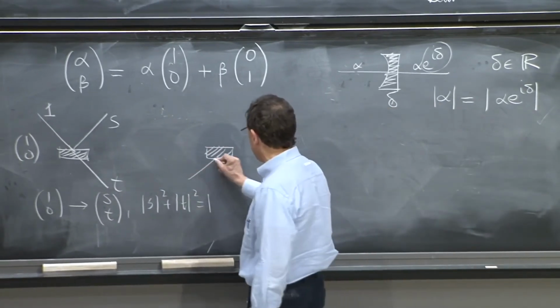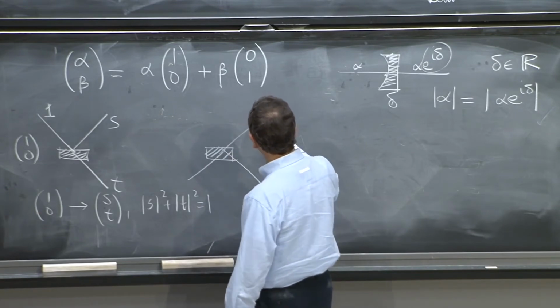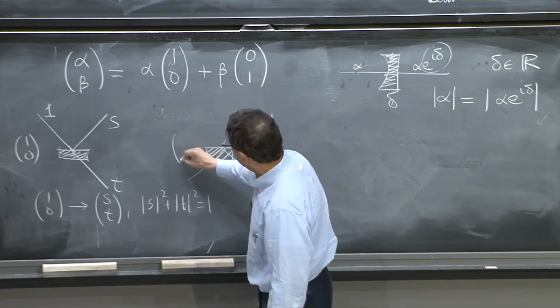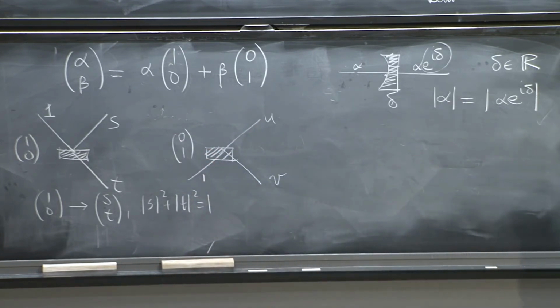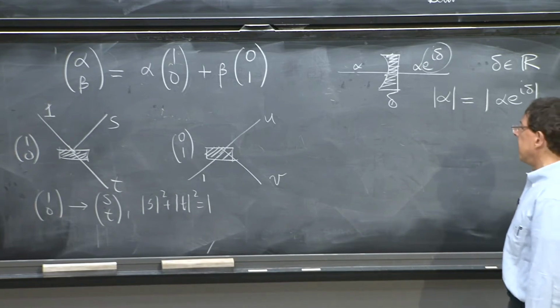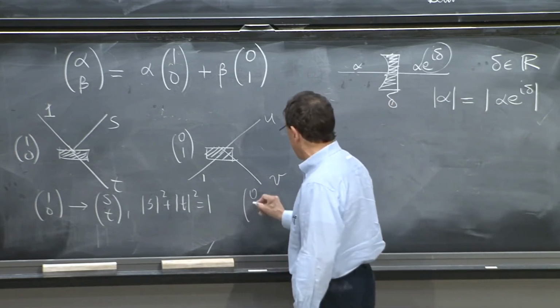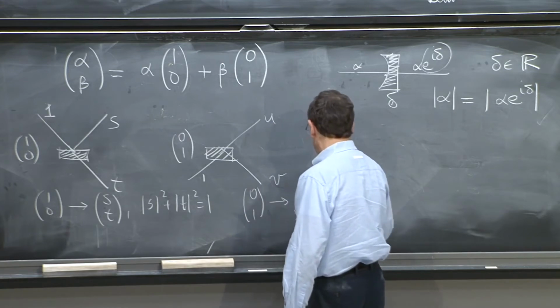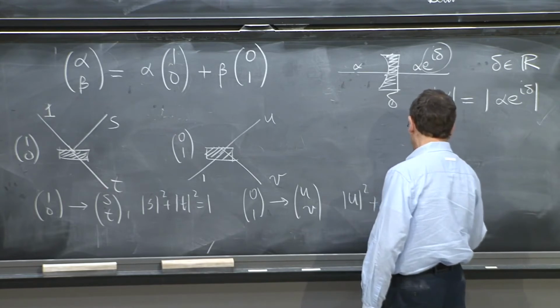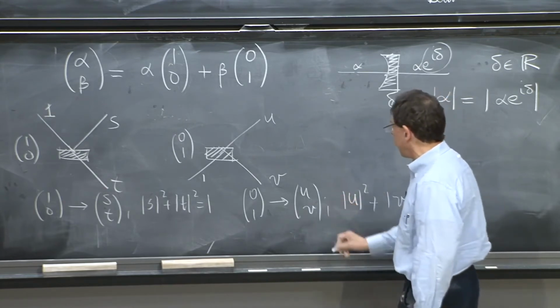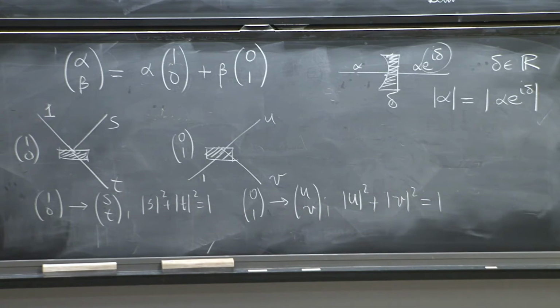Now, you may also have a photon coming from below and giving you a U, V, so this would be a 0, 1 photon, giving you a U, V. And therefore, we would say that 0, 1 gives you U, V, and you would have U squared plus V squared is equal to 1. So we need apparently 4 numbers to characterize the beam splitter. And let's see how we can do that.